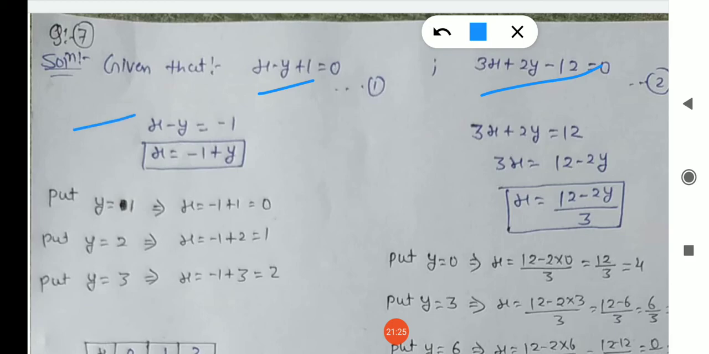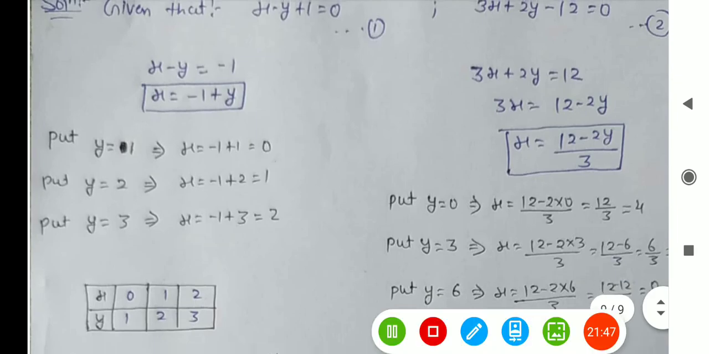So x minus y equals minus 1, so x equals minus 1 plus y. If we put y equal to 1, we get minus 1 plus 1, 0. If we put y equal to 2, we get minus 1 plus 2, which is 1. If we put y equal to 3, we get minus 1 plus 3, which is 2. Similarly, in the second equation, what do we do?